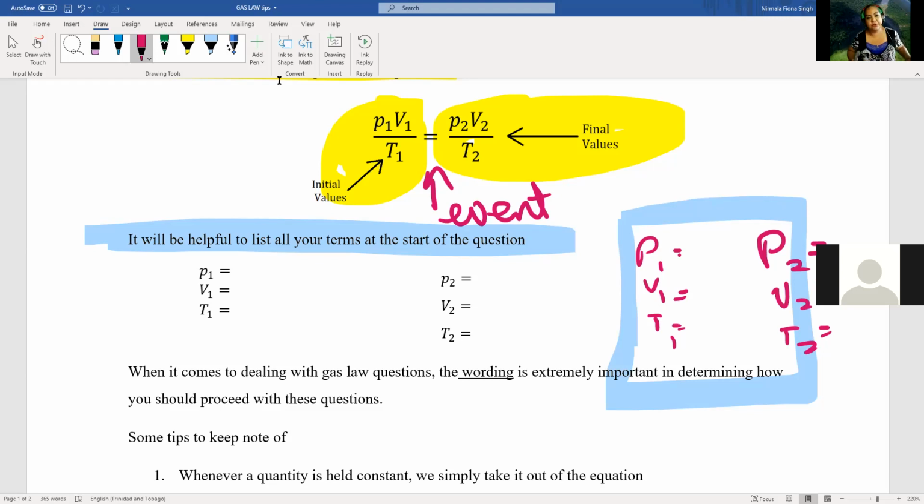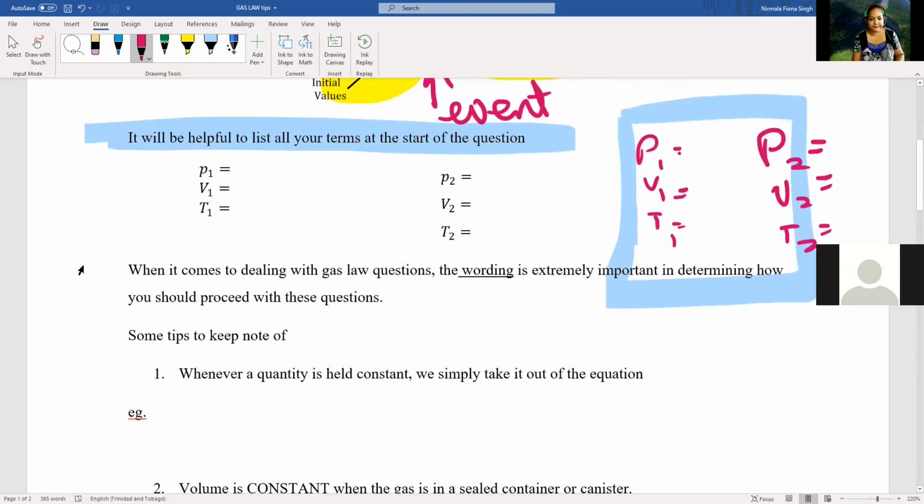But we're just giving you the tips that helped us and that we've seen over the years that help in doing these questions. So don't try to do these questions mentally. Please write down all your values. I'm asking and begging you. It takes 30 seconds to write down your values. So let's continue reading.